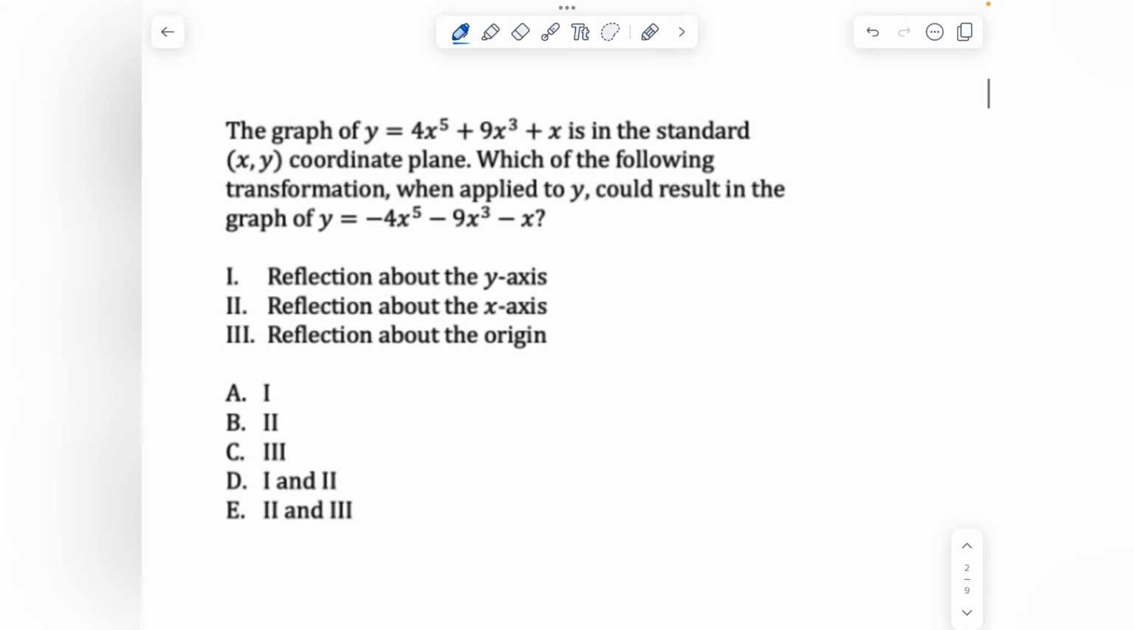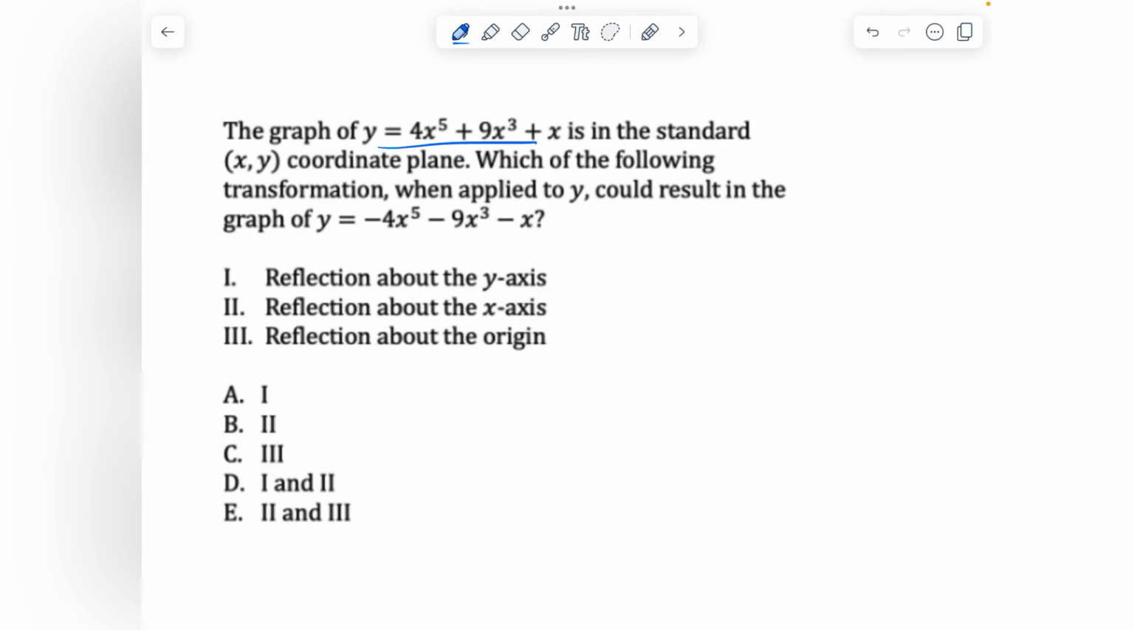Cool, let's get started. The graph of this function is in the standard coordinate plane. Which of the following transformations, when applied to y, could result in the graph of this? Reflection about y-axis, x-axis, or the origin? Okay, so what do each of these reflections mean and how do you actually do a reflection? So let's first just conceptually understand.